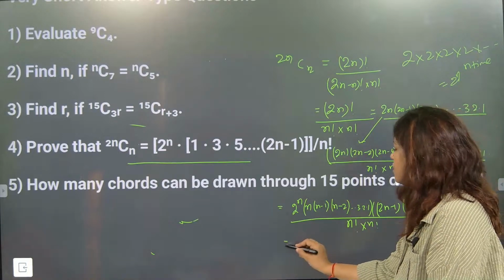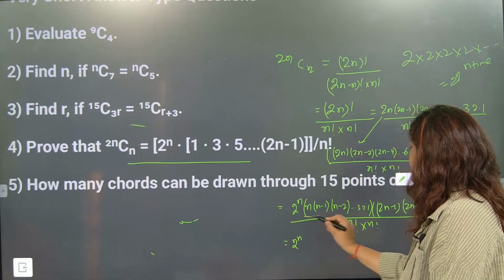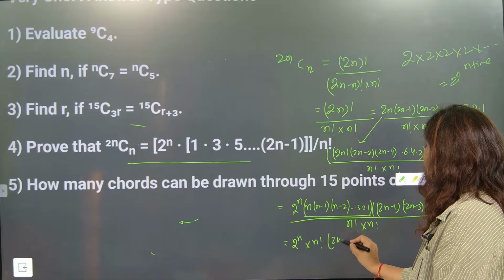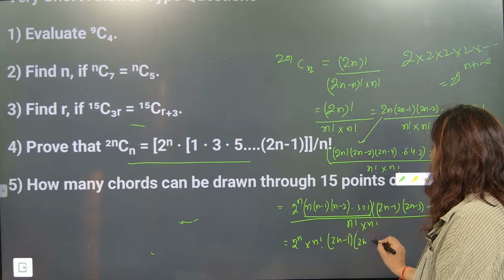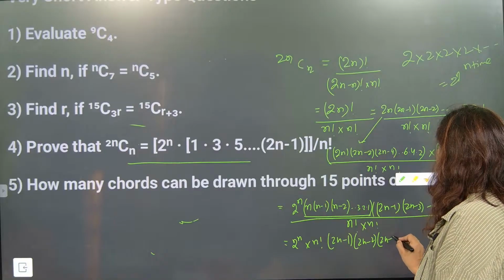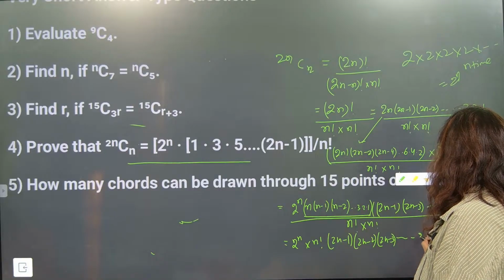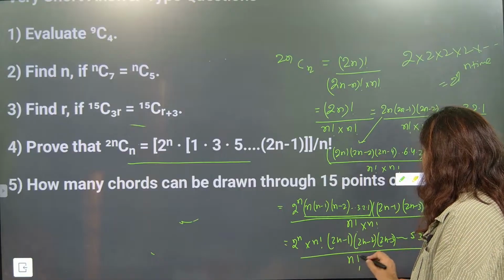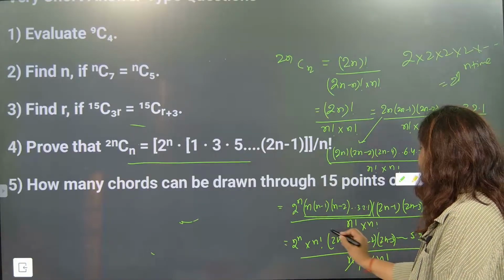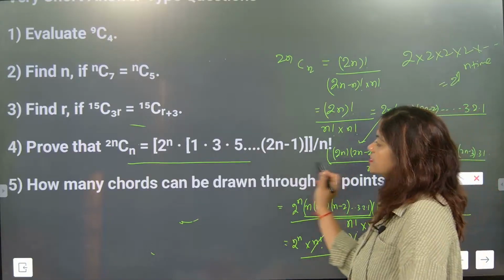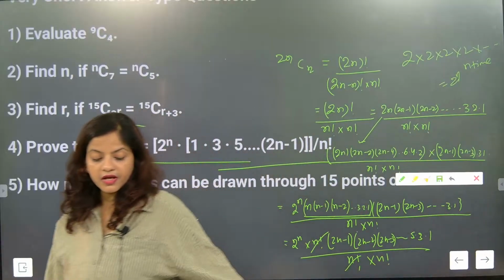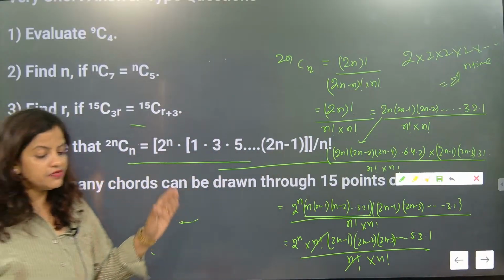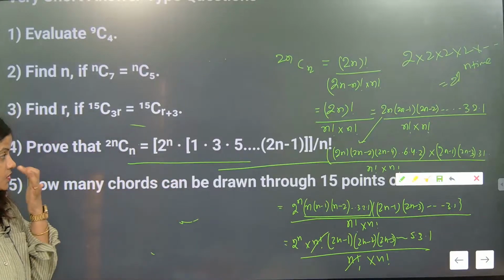So the final overall answer is coming 2 to the power n. This will open as n factorial into 2n minus 1, 2n minus 3, ... 5, 3, 1, divided by n factorial into n factorial. So this n factorial and n factorial cancel. This is solved. You can arrange from more to less or less to more, that is not a big deal, but the answer will be coming like this. So you just need to solve it.